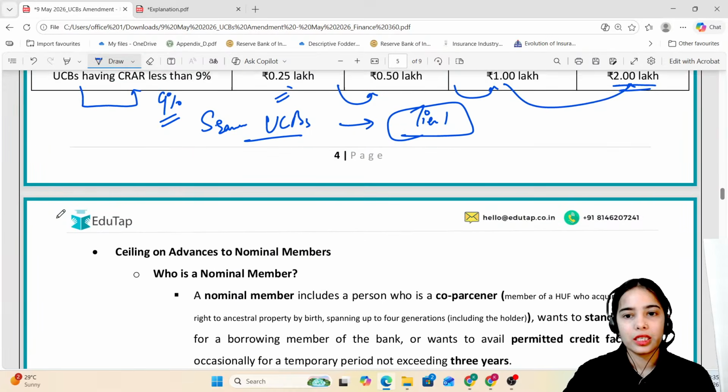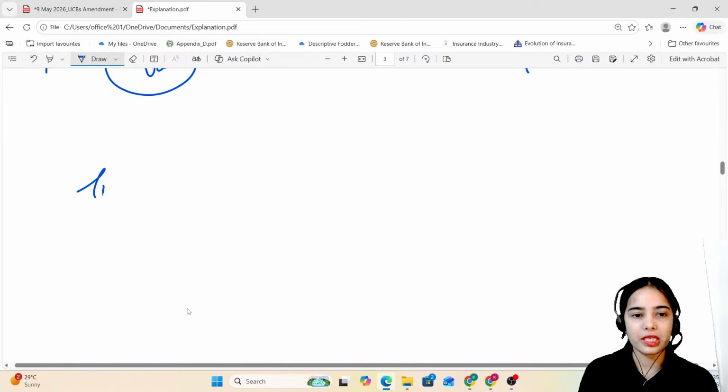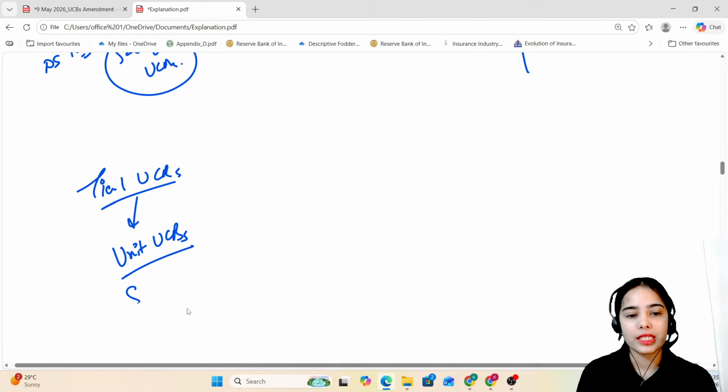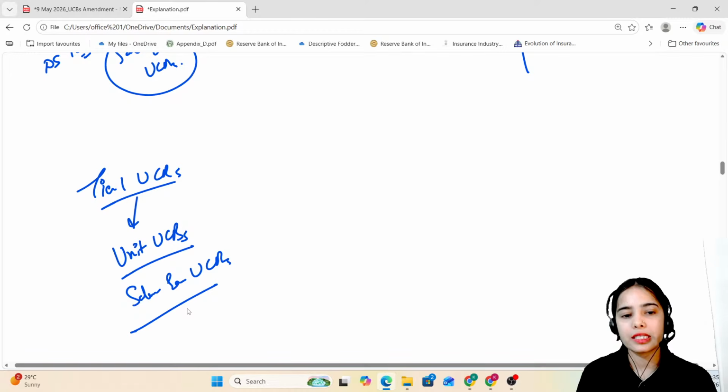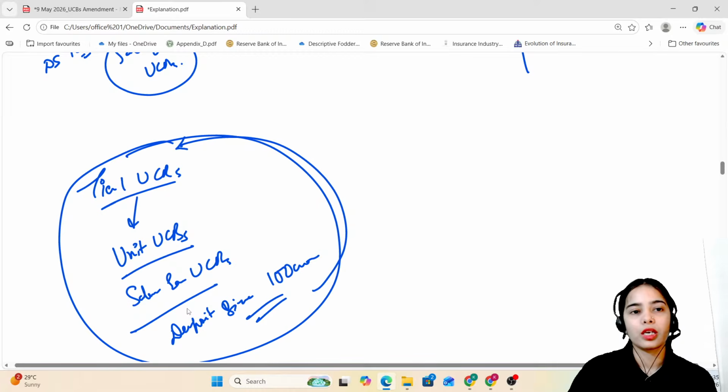So basically, tier 1 UCBs are those urban cooperative banks that are the unit UCBs, present in only one district, one place. The salary earner UCBs also come under tier 1, as well as the UCBs that have a deposit size up to 100 crores. They also come under the tier 1 UCBs. Okay, so this is the idea.